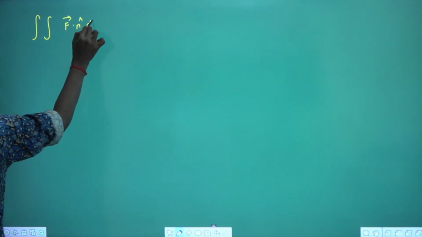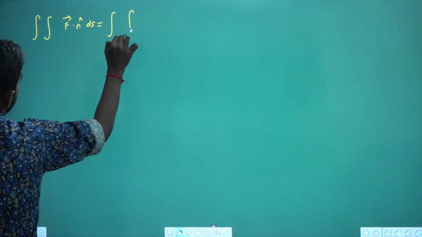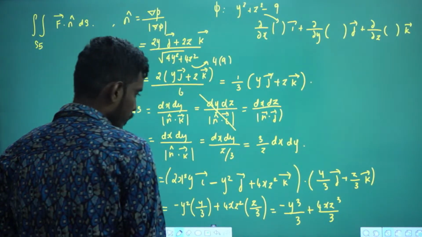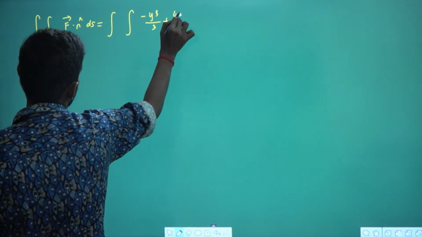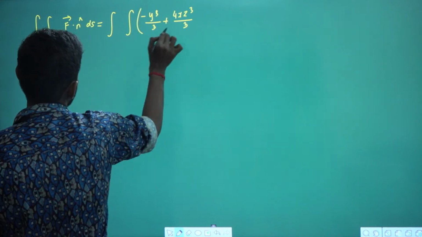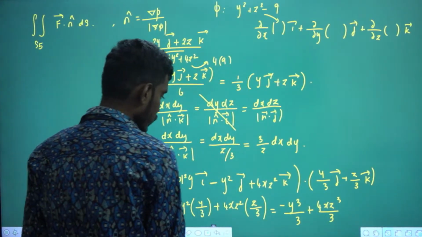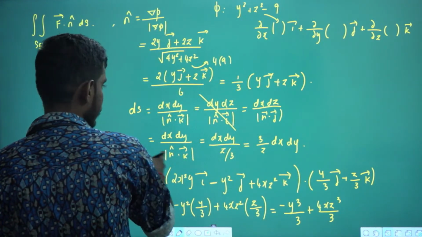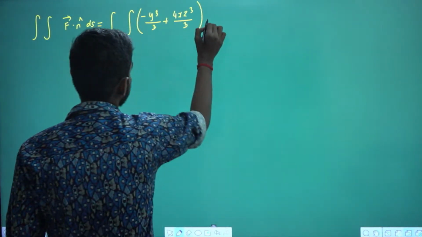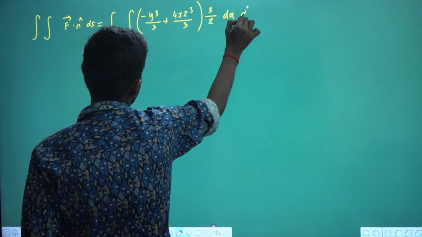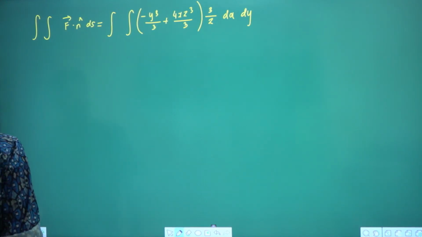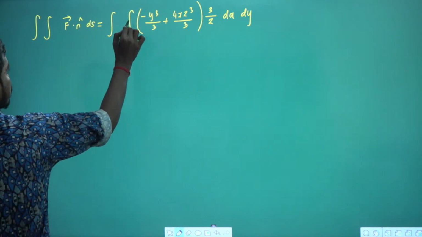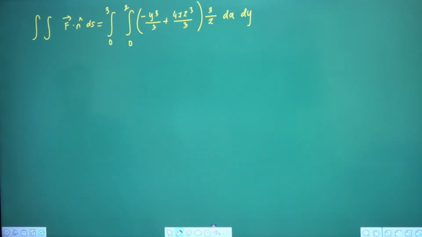So the integral of F vector dot n cap dS. What is F vector dot n cap? Minus y cube by 3 plus 4x z cube by 3, and your dS is 3 by z dx dy. And we know x varies from 0 to 2, y varies from 0 to 3, right? That's it. Now you need to evaluate this integral.